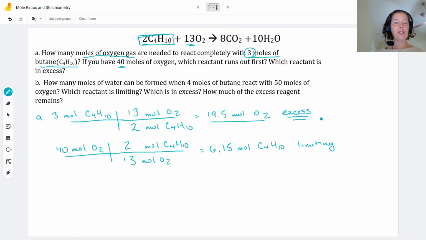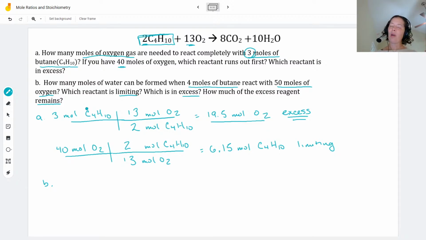Okay, let's go on to part B. Okay, how many moles of water can be formed when 4 moles of butane react with 50 moles of oxygen? Which reactant is limiting? Which one is in excess? And how much of the excess reagent remains? Okay, so we need to figure out how much remains as well.